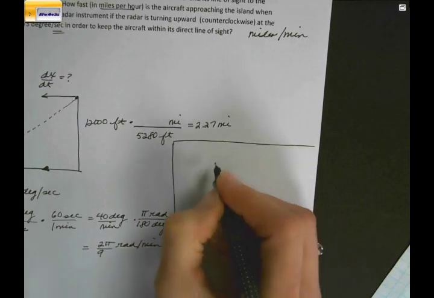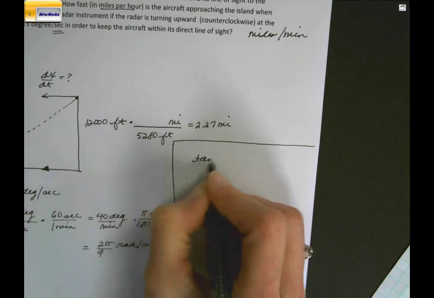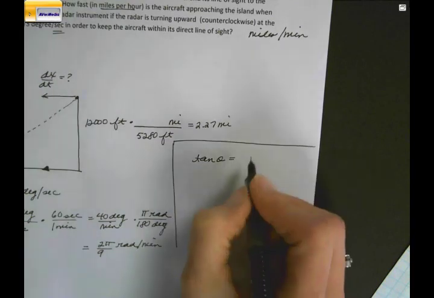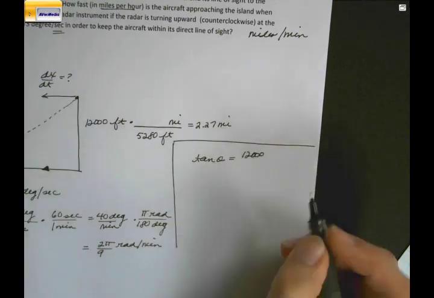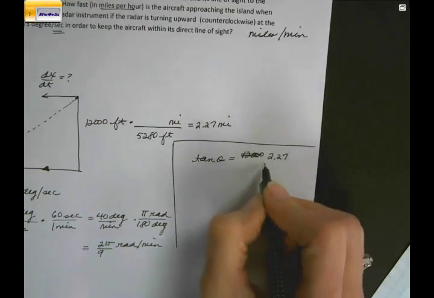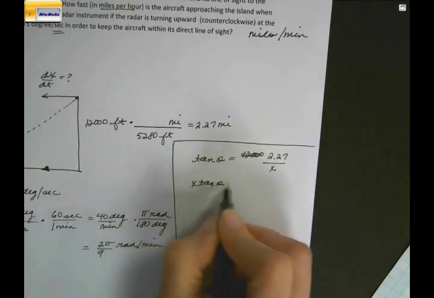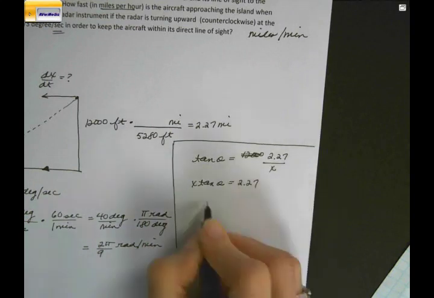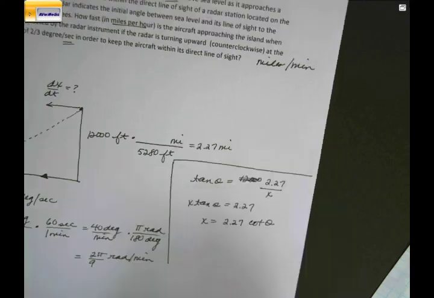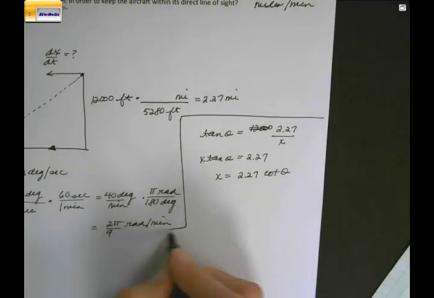Okay, how about tangent of theta equals 12,000. 12,000 is not changing, right? Equals, I like 12,000 better, 2.27 over x, or x tangent of theta equals 2.27, or x equals 2.27 cotangent of theta. And there's our formula.